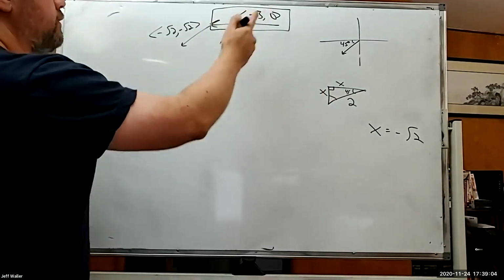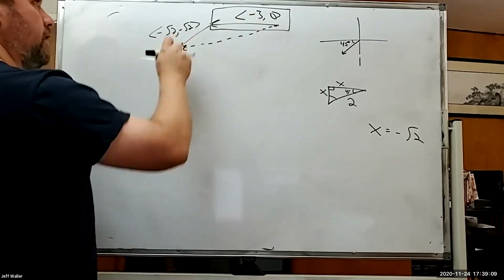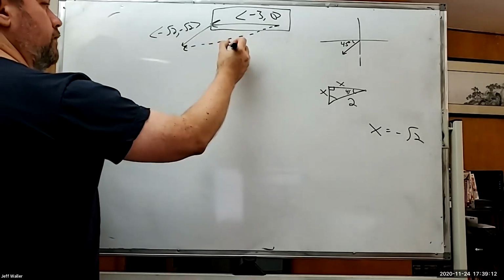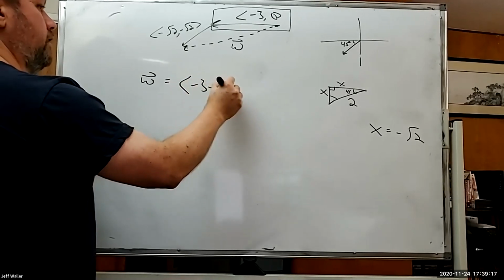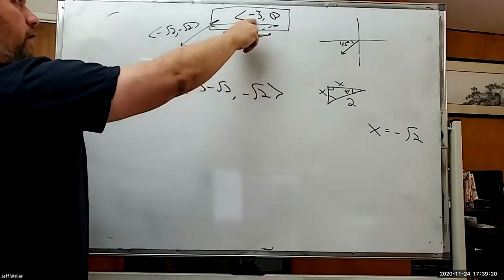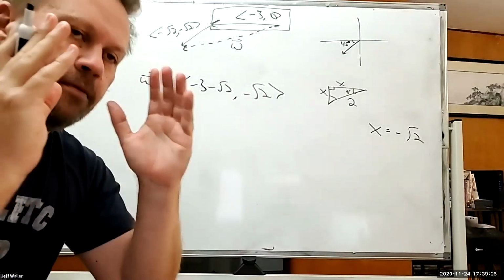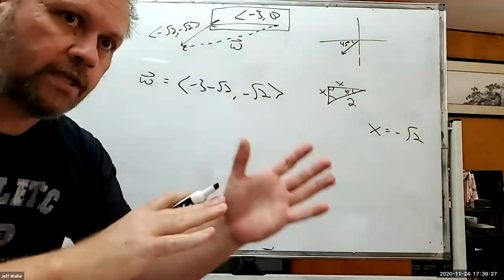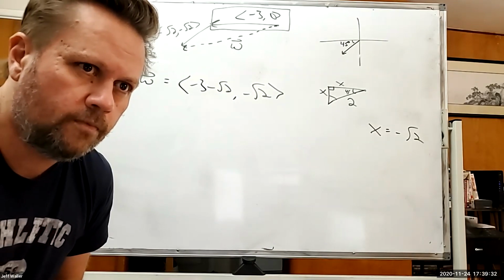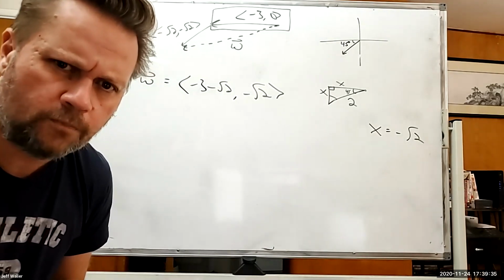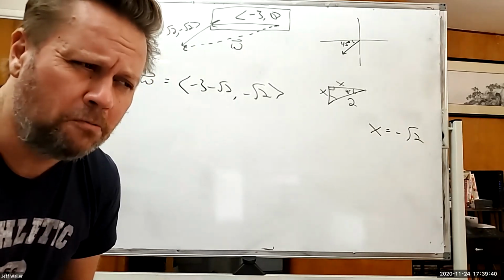And now you just have to add the two together. How do I get this vector here? I just add these two together. So then let's call this vector W. Why not? So W would be -3 minus rad 2, negative rad 2, right? Adding these together. And now you can do the magnitude and you can do the inverse tangent to get the angle. Are you guys with me? Is that all right? It's okay if the answer is no, but just give me an answer.